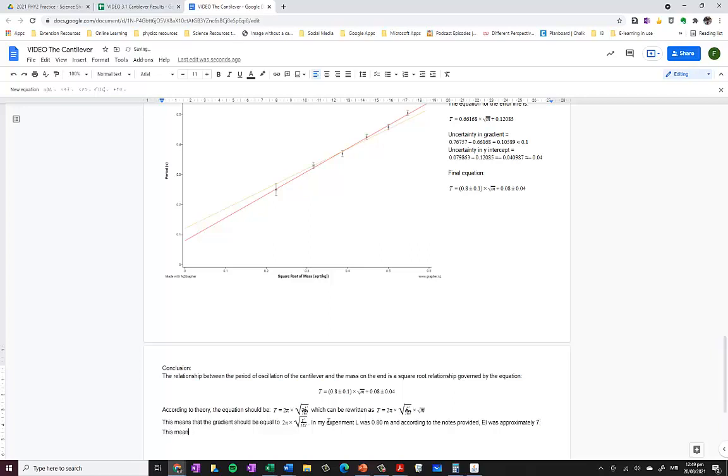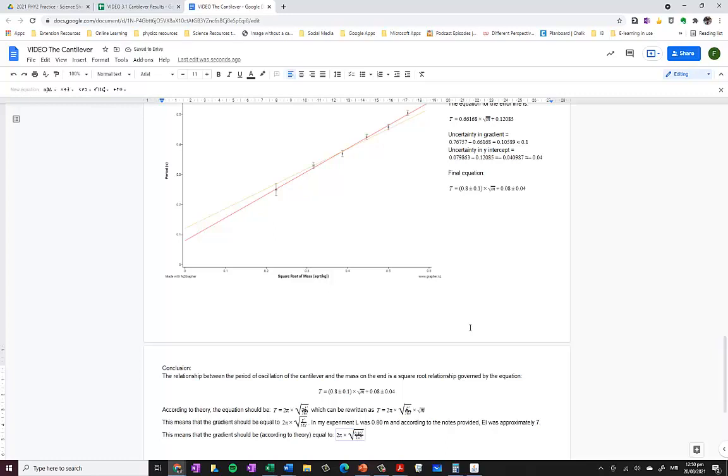This means that the gradient is, or should be, according to theory, equal to, I'll write it out, i.e. 2 pi times the square root of the fraction, and my length was 0.80 cubed over 3 times 7.